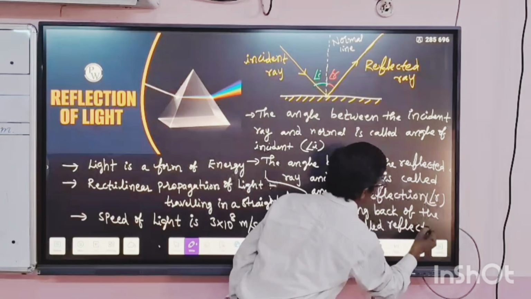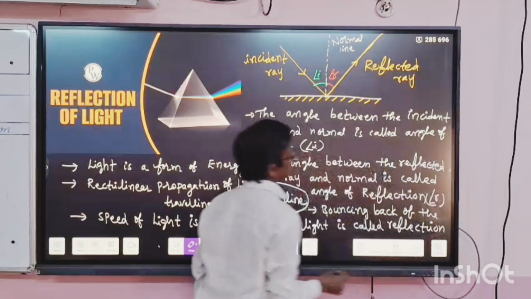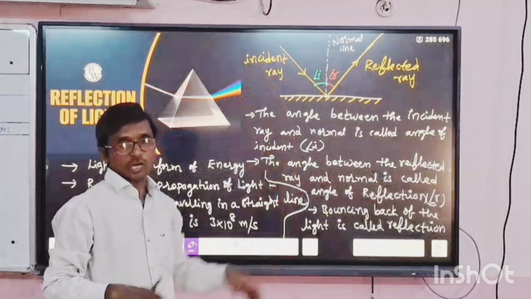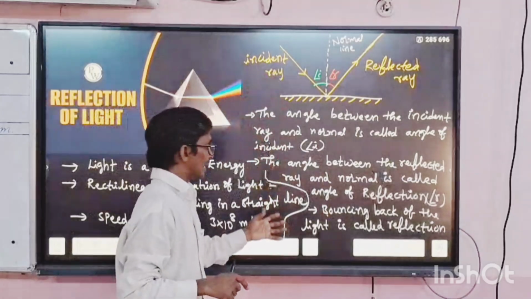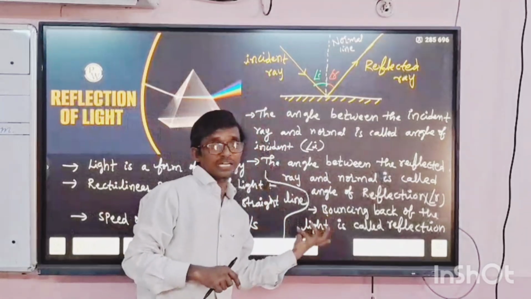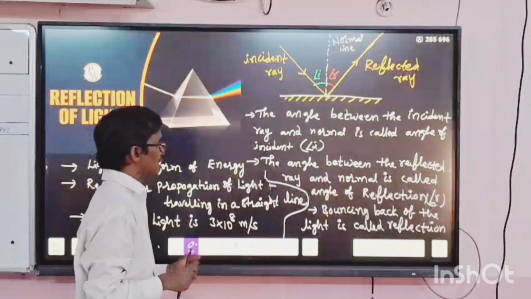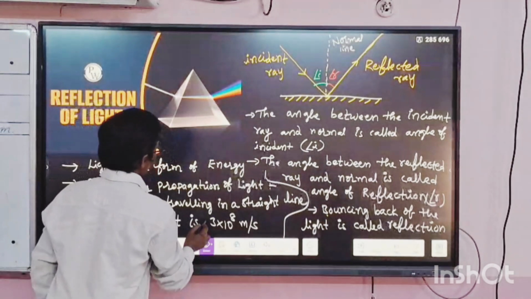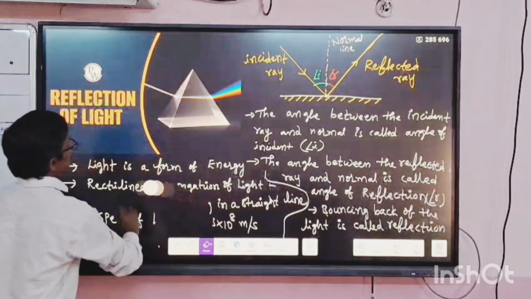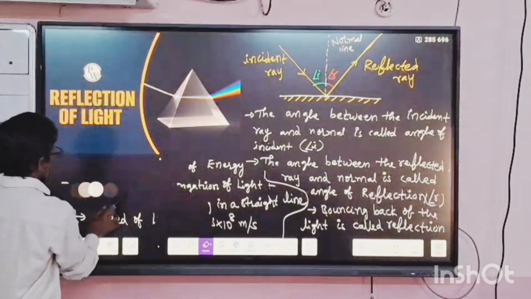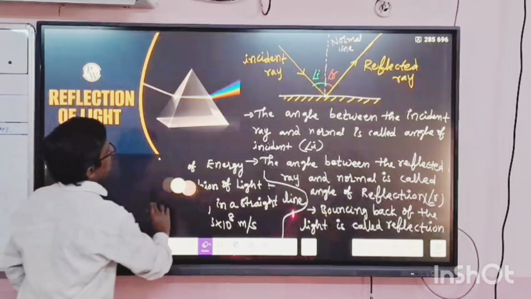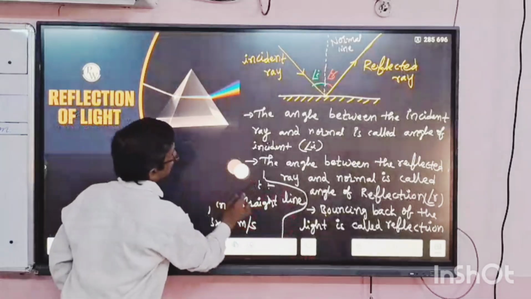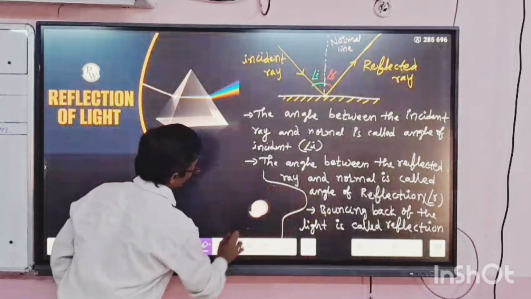So the definition is: when the light is incident on the object, the light is returned back. This bouncing back of light is called reflection. Now, what are the laws of reflection? We will discuss them now. There are two laws, the first law and the second law.